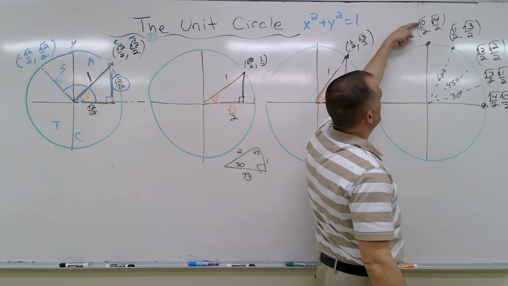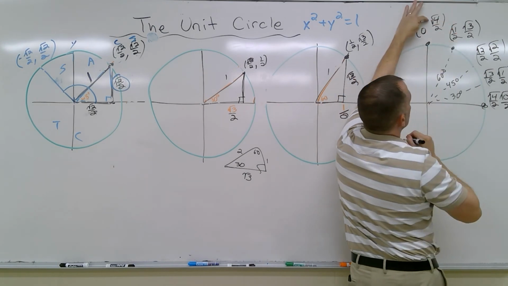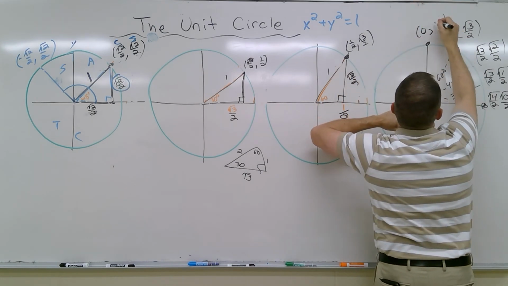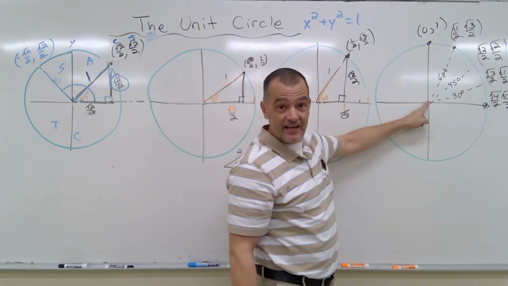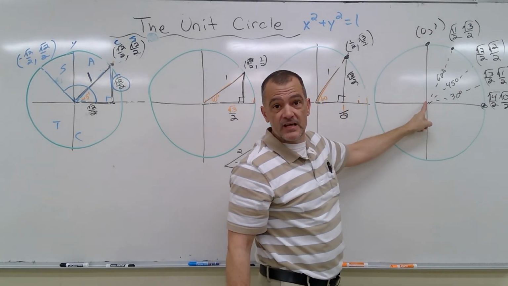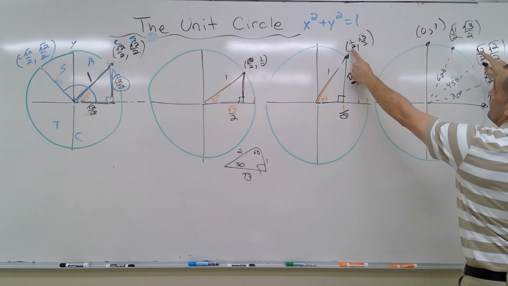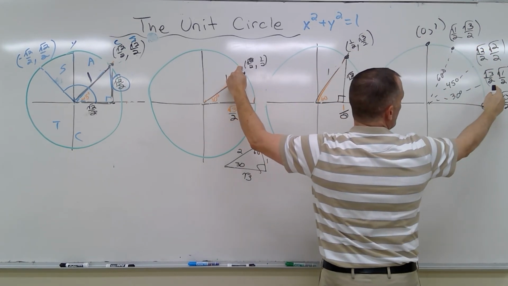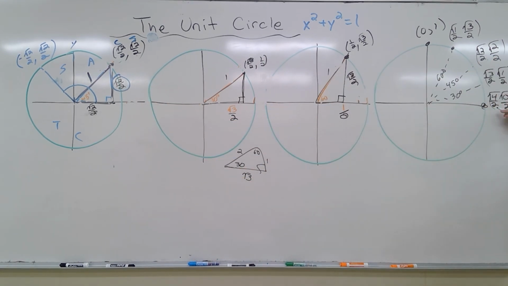The square root of 0 divided by 2 is 0. Square root of 4 is 2, divided by 2 is 1. So that's that ordered pair right there, which we already knew was 0, 1. So the sine of a 90 degree angle is 1. The cosine of a 90 degree angle is 0. There's our ordered pair that we saw right there. And the square root of 4 is 2, divided by 2 is 1. And 0 divided by 2 is 0. Look at that. 1, 2, 3.